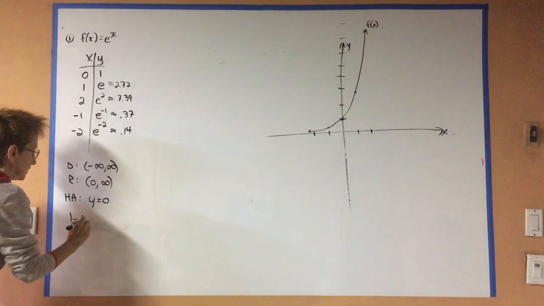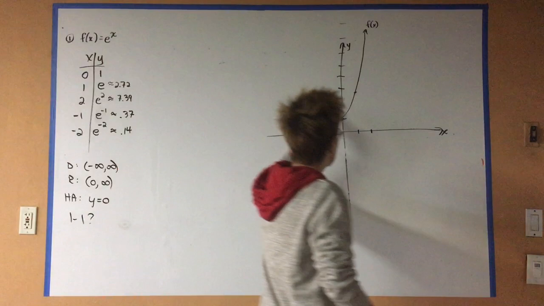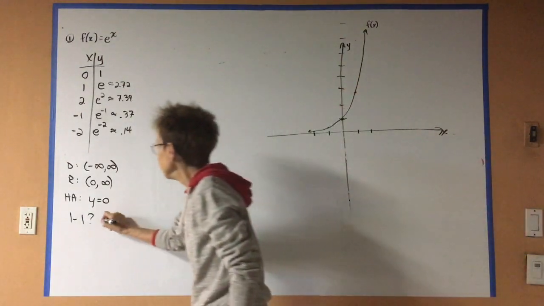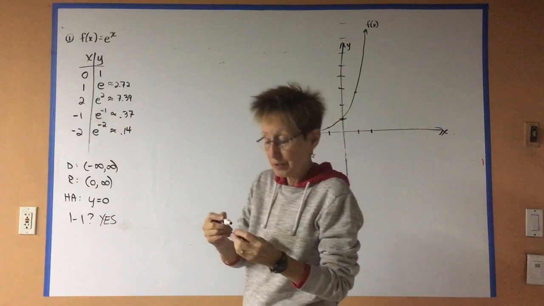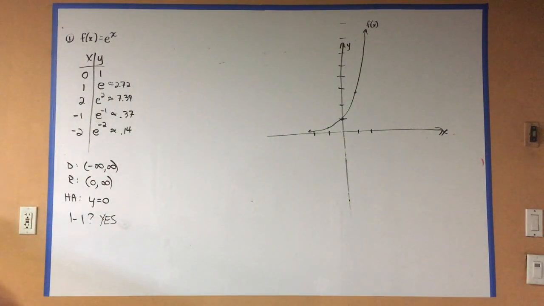And the next question is, is it 1 to 1? Because if it is 1 to 1, then it has an inverse. So vertical line test passes, horizontal line test, it passes. So yes, it is 1 to 1, which means it has an inverse. So I'm going to go do its inverse function.